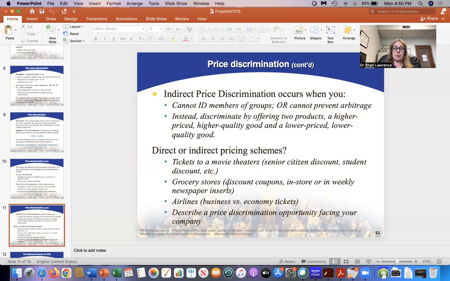You can't discriminate because you can't identify the customer, but you just assume that your higher paying customer who would normally buy the product isn't going to bother to use the coupon.